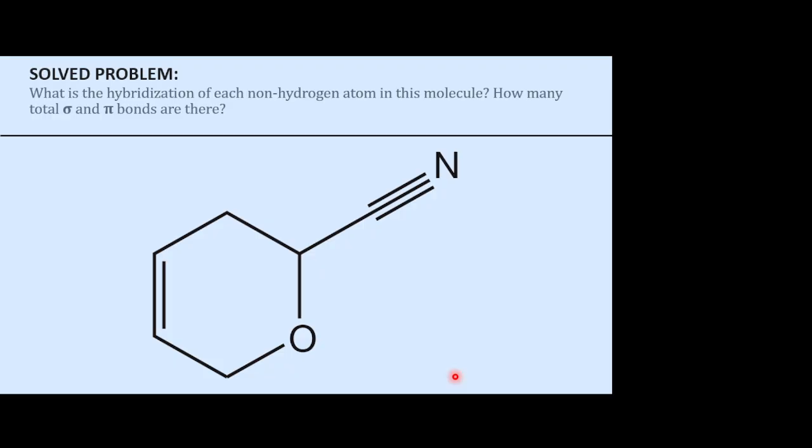Okay, so solve this. What is the hybridization of each non-hydrogen atom in this molecule? How many total sigma and pi bonds are there in these different bonding arrangements?